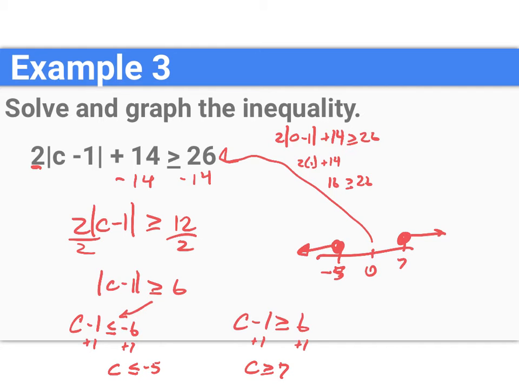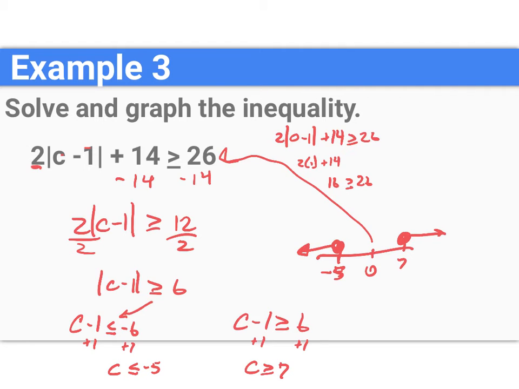So because this statement does not work, that means all of these numbers in here do not work. You should probably try a number, either 5 or 7, one of your boundary points, just to check and see what you come up with. I can mentally go through 2 times 7. 7 minus 1 is 6. 2 times 6 is 12. 12 plus 14 is 26. 26 is greater than or equal to 26. It's actually equal to 26.